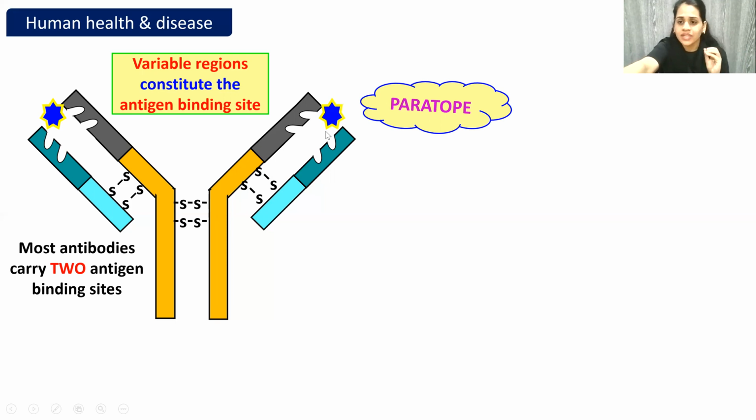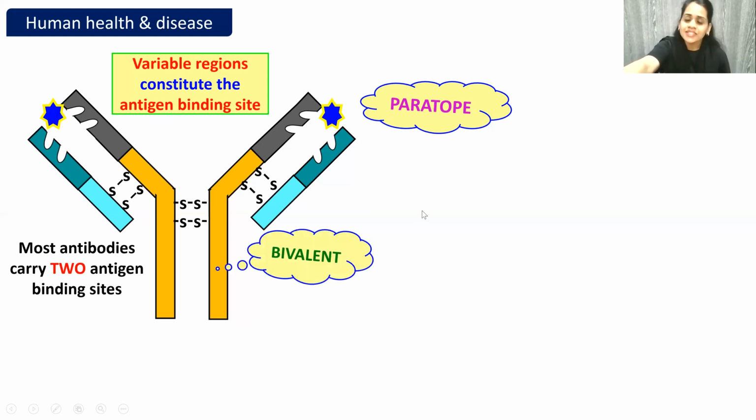So most antibodies carry two antigen binding sites. Very, very important for MCQ. So most of the antibodies will carry how many antigen binding sites? Two. See, the first star is the first one and the second one is the second one. And as it carries two antigen binding sites, it is called bivalent. What is it called? Bivalent. Why? Because it carries two antigen binding sites.